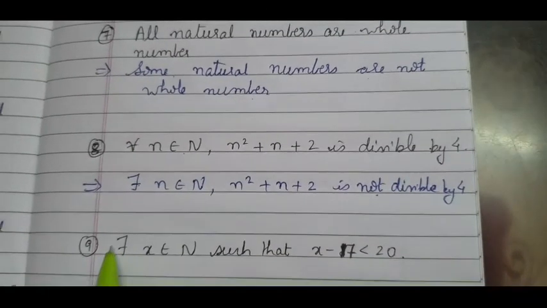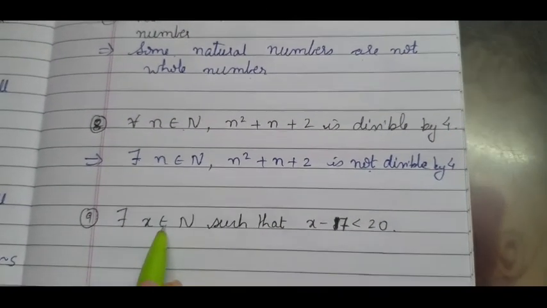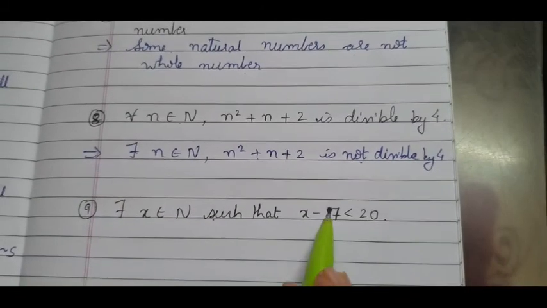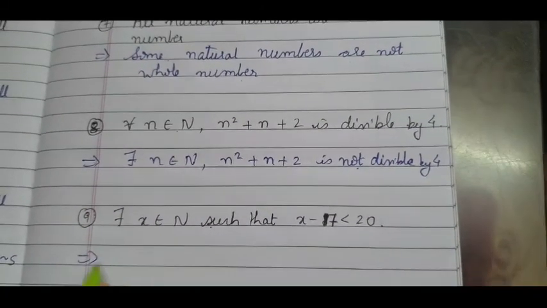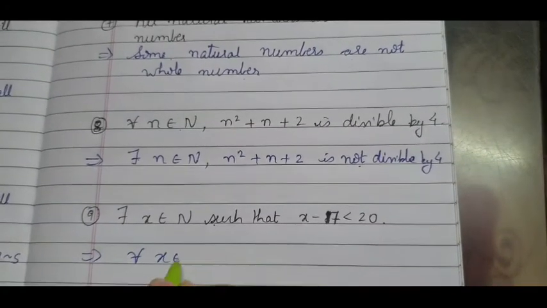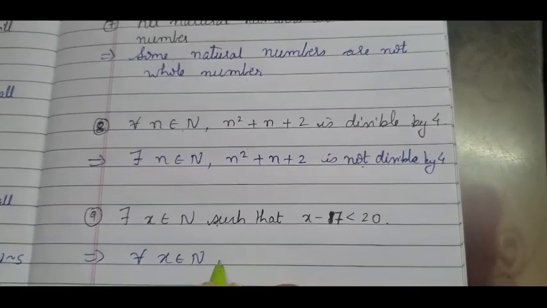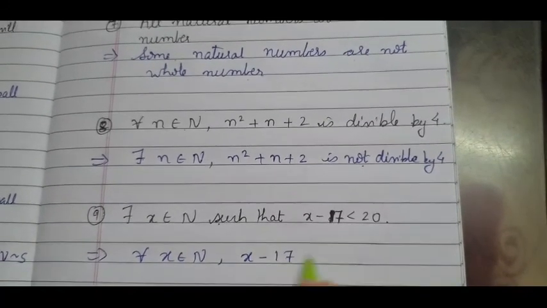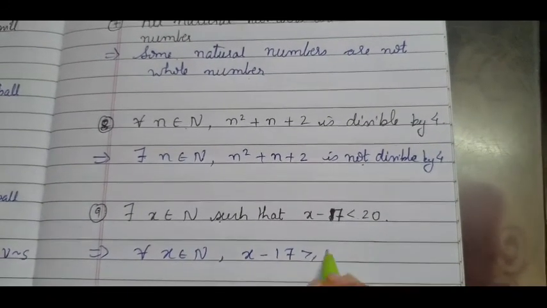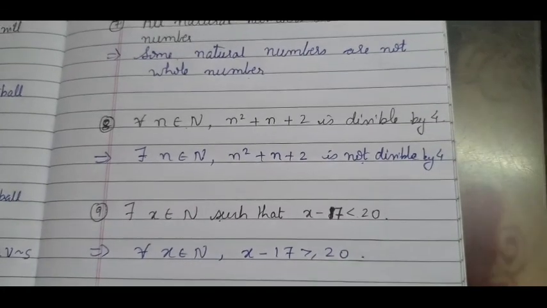Now next question, 9th one. Here it is there exists x belongs to N such that x minus 17 is less than 20. Here it is there exists, so we'll write in the answer for all x belongs to N, x minus 17, here instead of less, we'll write greater than or equal to 20. So this is our answer.